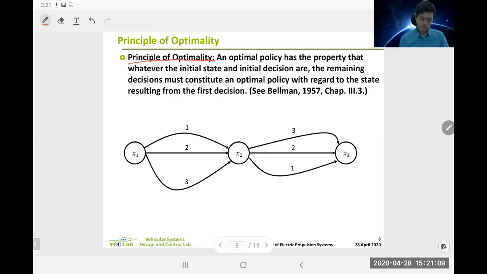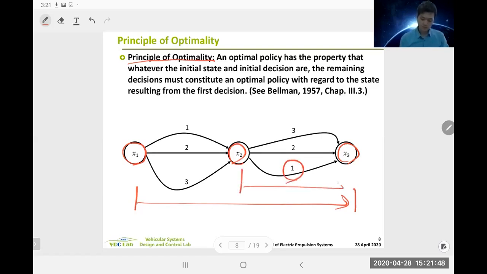What that means is, this is an example, okay? Let's say we have a 3-node problem, and we want to find the optimal path, okay? What the principle of optimality is stating is that the optimal solution from this initial to final stage must include the optimal solution of the sub-problem.